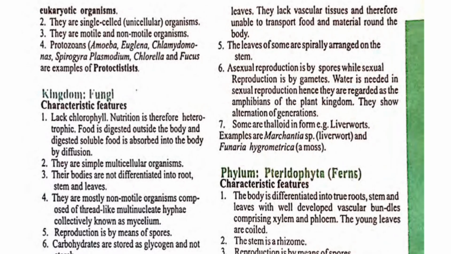Now kingdom fungi, don't forget, in the old system of classification, kingdom fungi was classified under plants, right? But it has been observed that it possesses distinct features of both plants and animals, so it is not fair giving it to the plant kingdom. So it was given its own kingdom, and the characteristic features are that it lacks chlorophyll, right? So the nutrition is therefore heterotrophic. Food is digested outside the body, and digested soluble food is absorbed into the body by diffusion.